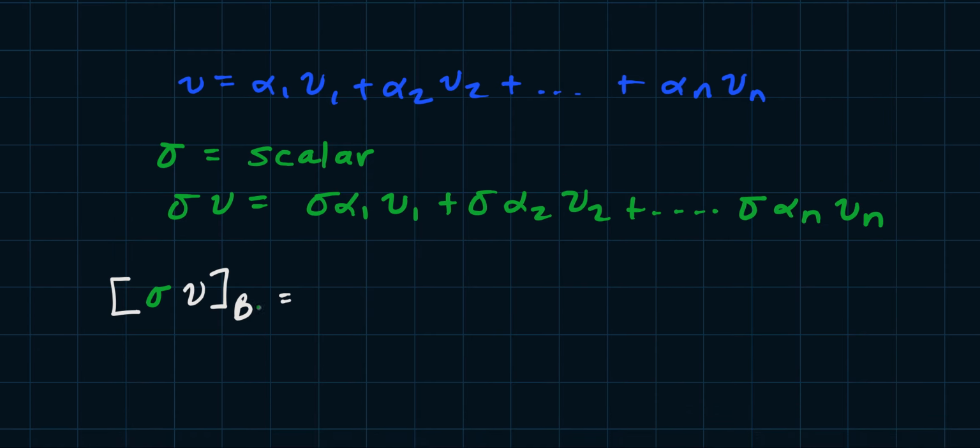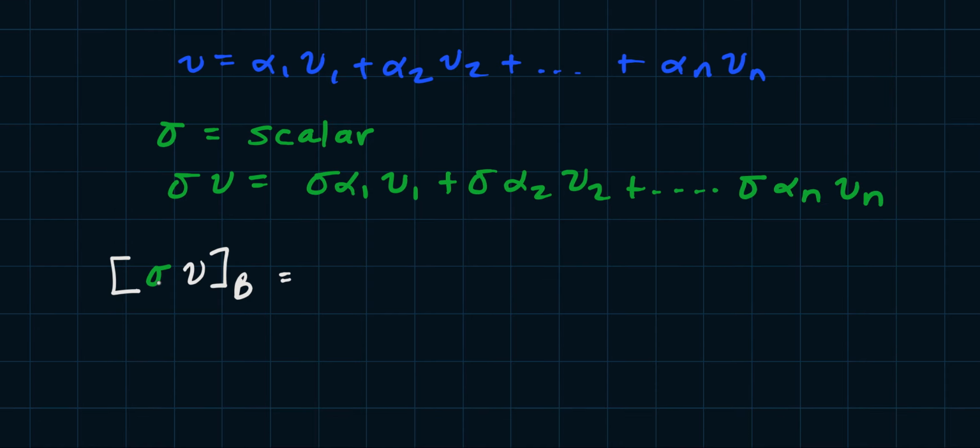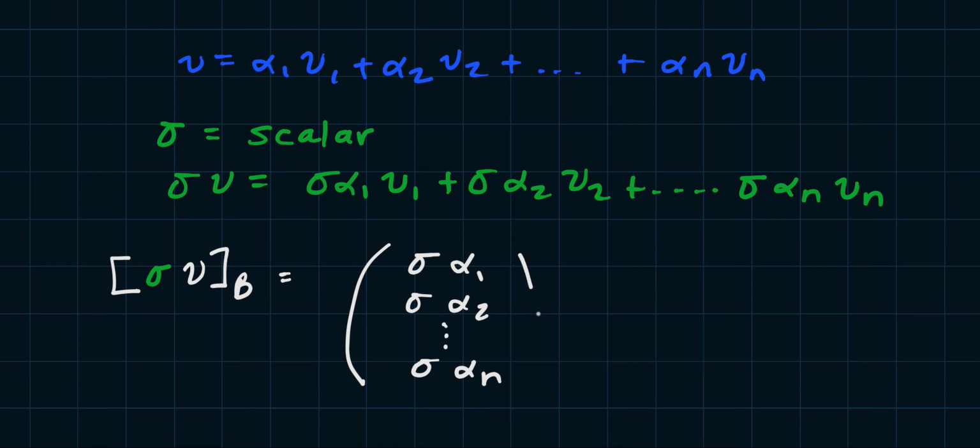And if I want to write this coefficient matrix, well, again, these are in the right order, so I just put the coefficients in the right spaces. And notice that this is equal to sigma times the coefficient matrix of v in terms of this basis.